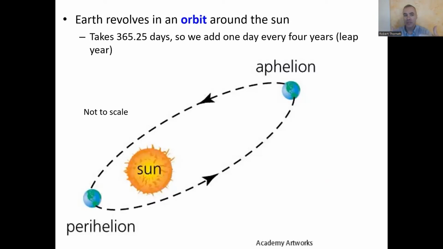In addition to the rotation, the Earth also revolves in an orbit around the sun, and that takes 365 and a quarter days. So every 4 years, we add up the 4 quarter days and we get one extra day. And that's a leap year with one extra day, so February 29th. So 365 and a quarter days is how long it takes for one revolution, one orbit of the Earth around the sun.